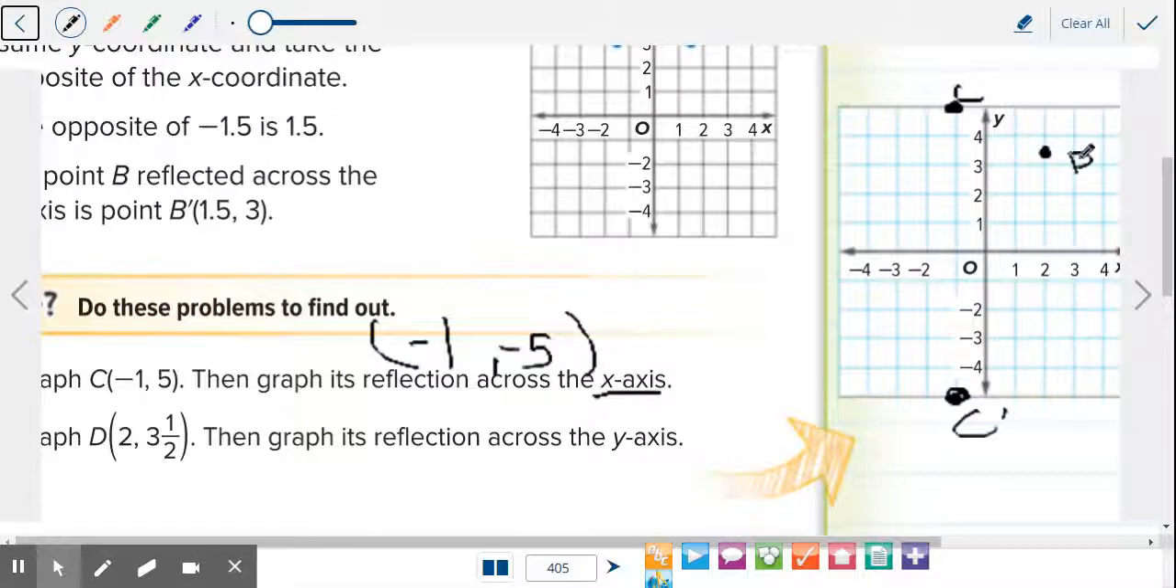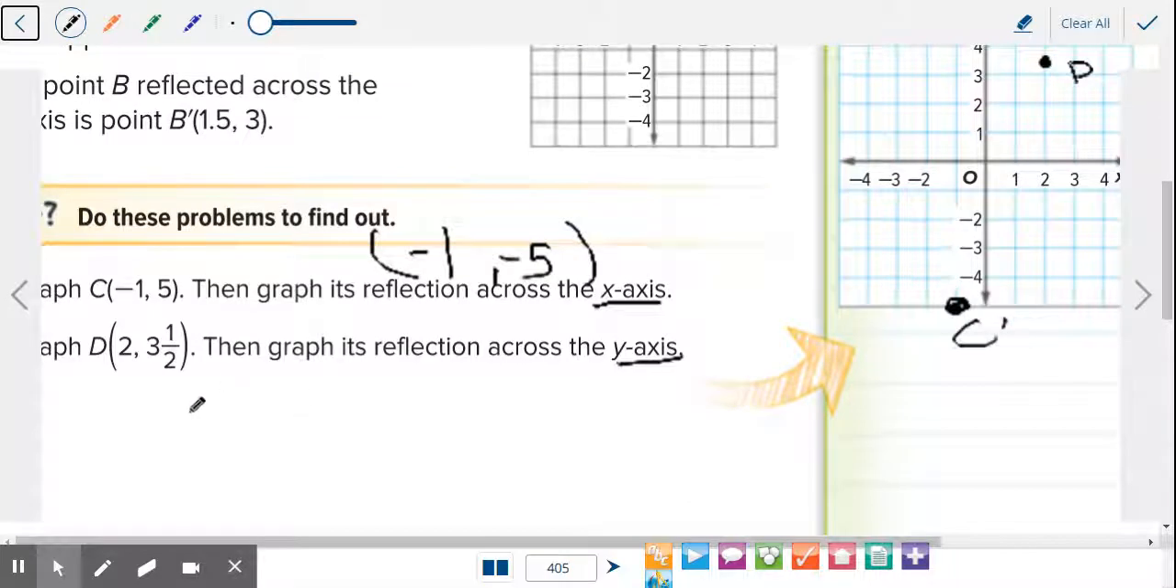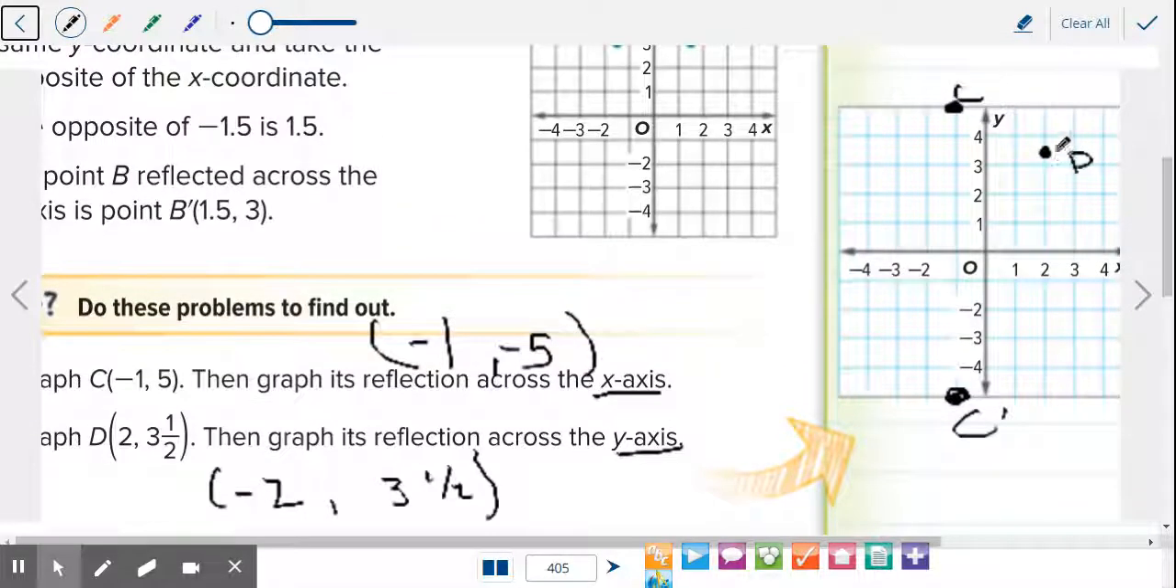Now they want to reflect this over the y-axis. So we're reflecting it over this line right here. So we reflect over the y-axis. Which one do we change? The 2, the x. Okay, so we keep 3.5 the same. And then 2 becomes -2. So then we literally are dragging this over here, and it goes right here. D prime. Okay, any questions on reflection so far?